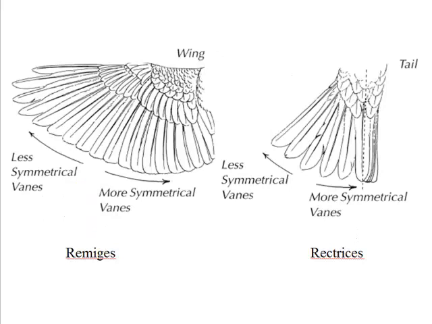Special kinds of contour feathers are flight feathers, of course, and the flight feathers of the wing are called remiges. The flight feathers of the tail are called rectrices, usually six pairs of rectrices. The outermost flight feathers of the wing, the remiges, usually have webs of unequal width, while body contour feathers and the innermost flight feathers have webs of equal width. And we talked about this in class and why an unequal width would make sense for the most outermost flight feathers.